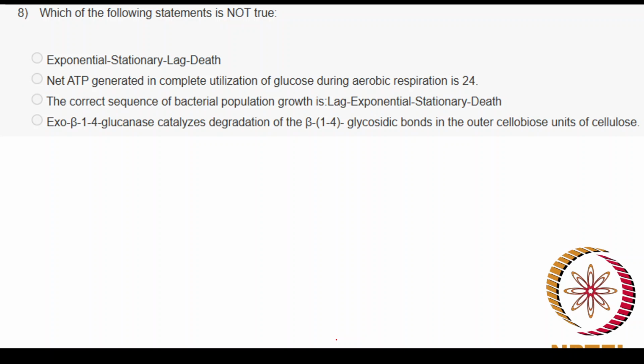It is also a bacterial population growth curve. Exo-beta-1,4-glucanase catalyzes the degradation of beta-1,4-glycosidic bonds in the outer cellobiose unit of cellulose. Please try to find out the answer to this question.